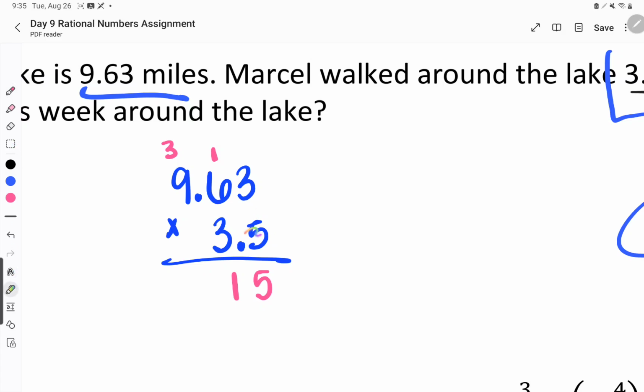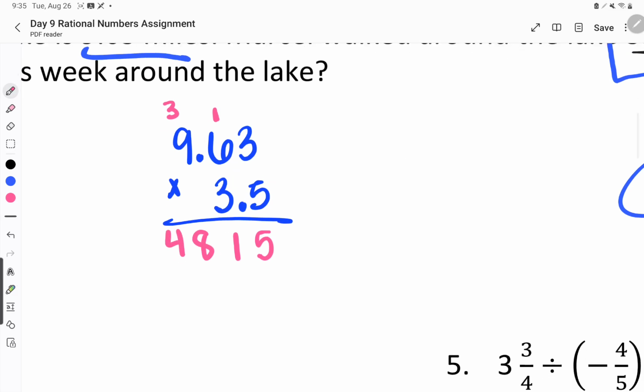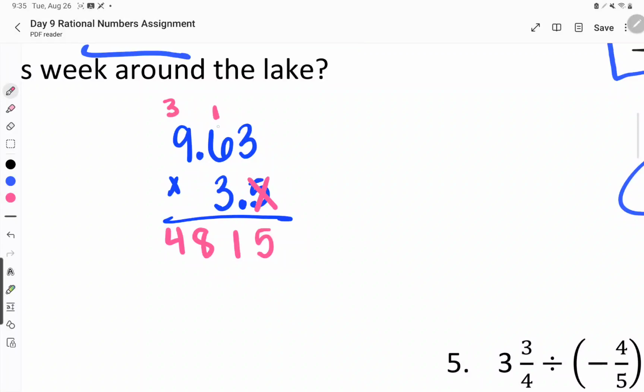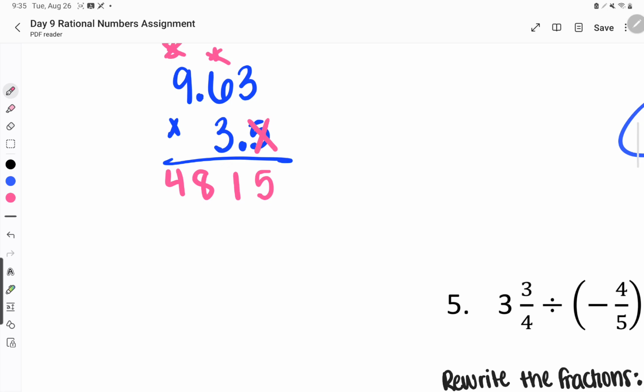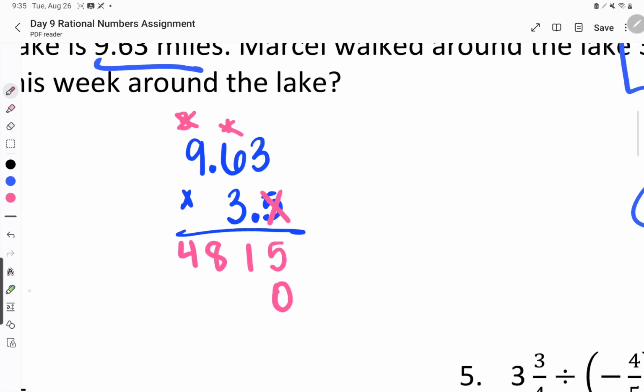Then I have 5 times 9. 5 times 9 gives me 45. Then I add the 3 that's up here at the top, and that will give me 48. I finished with my 5, I finished with my 1, and with my 3. I'm on my next row now, so when I'm on my next row, what would I add? A 0.